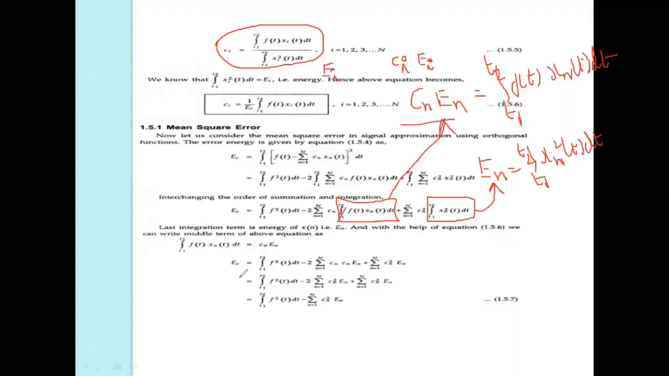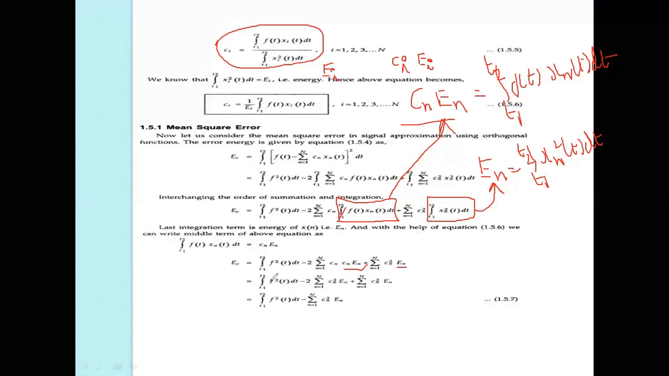Now see the error energy E is equal to the integral T1 to T2 f square of t dt minus 2 into the sum of n equal to 1 to n Cn. I replace here the Cn and En. And for this function, Cn square is already there. And the value of the integral T1 to T2 xn square of t dt is En.